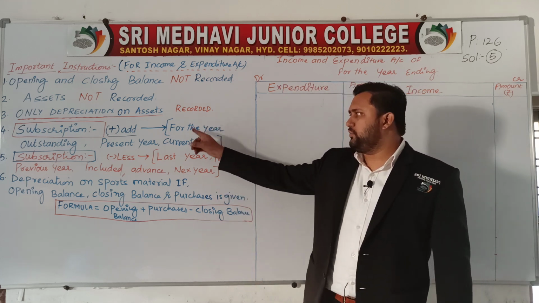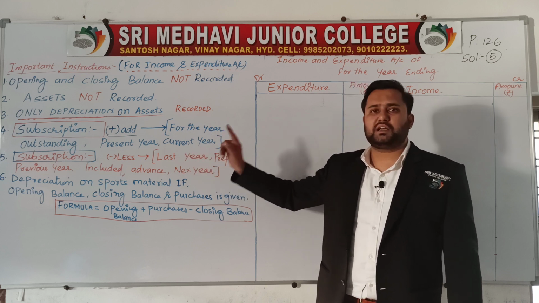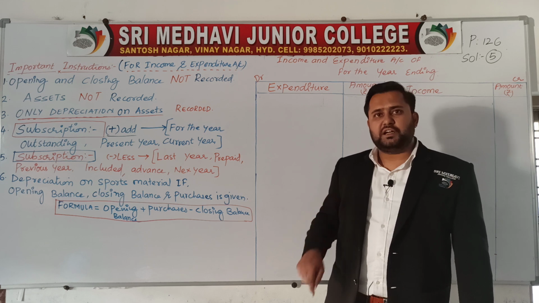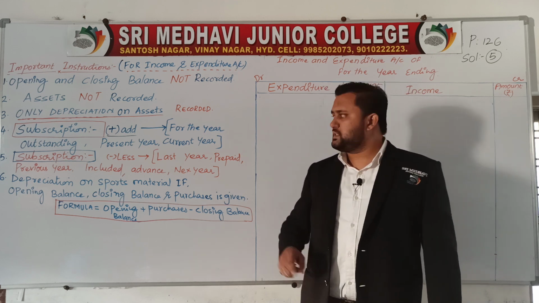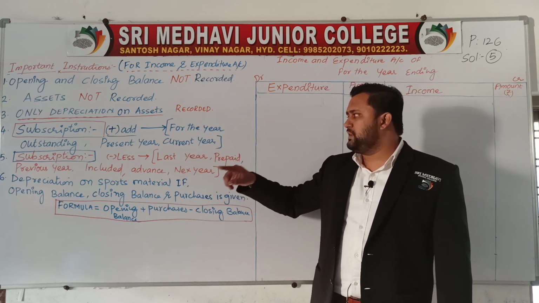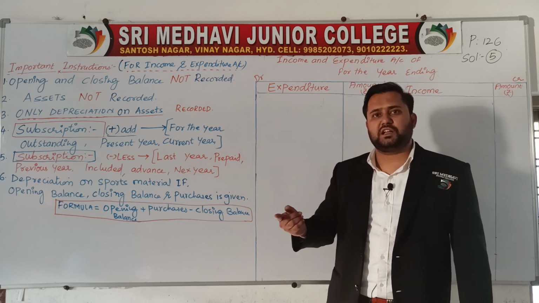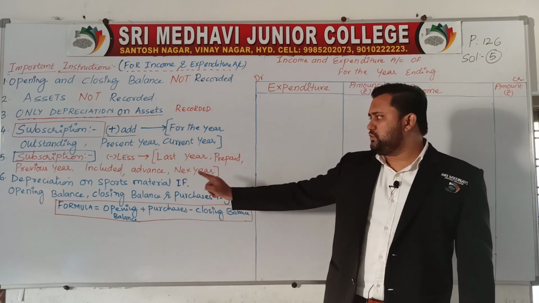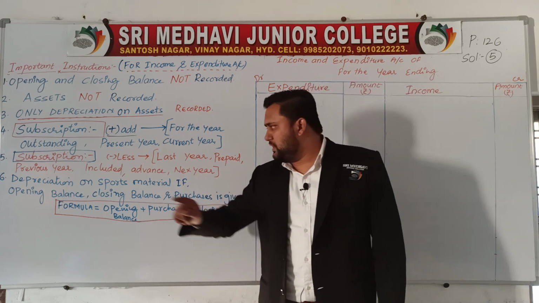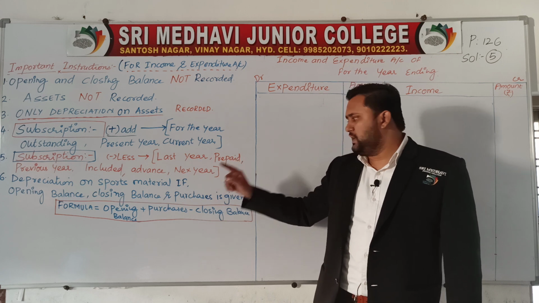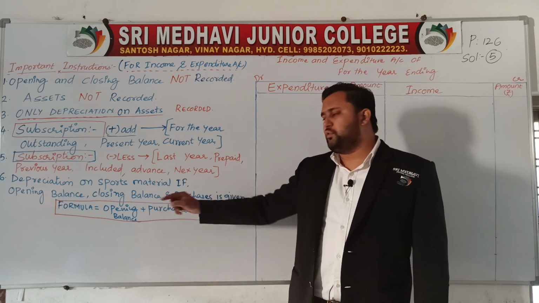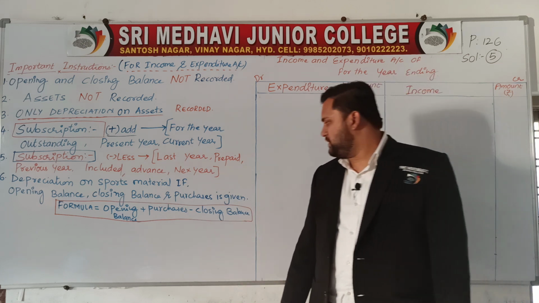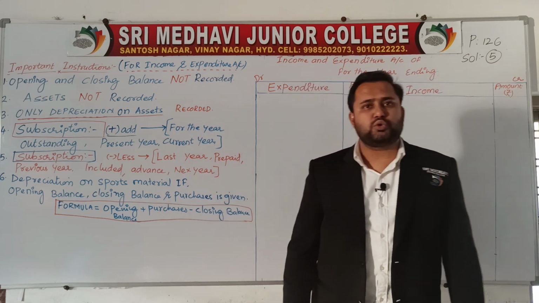Subscription, if it is given for the year, outstanding, present year, current year, you have to add. And if the subscription in additional information, or you can say in adjustments, is given as last year, prepaid, previous year included, advance, next year, then minus, less. Depreciation on sports material, if given with the opening balance, closing balance and purchases in the problem, then follow the formula: opening balance plus purchases minus closing balance. Let's see how to solve this problem.